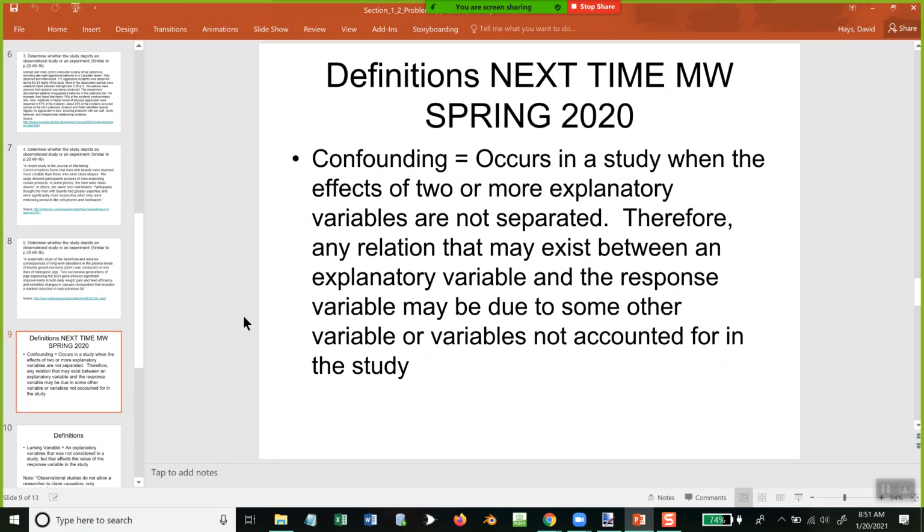Now, confounding occurs in a study when the effects of two or more explanatory variables are not separated. Therefore, any relationship that may exist between an explanatory variable and response variable may be due to some other variable or variables not accounted for in the study. I had somebody in an online stats course ask one time, well, how can we find those confounding variables? How could you?